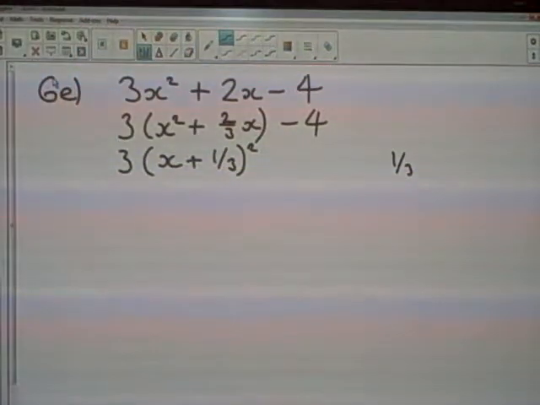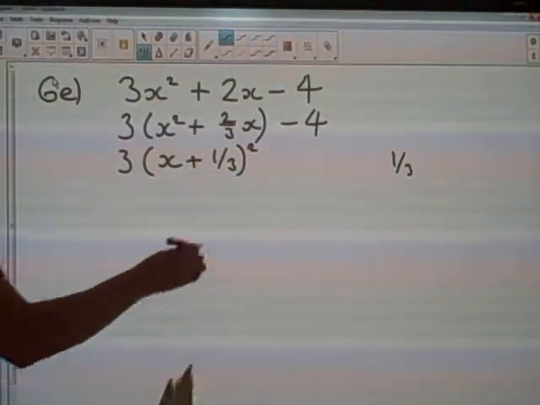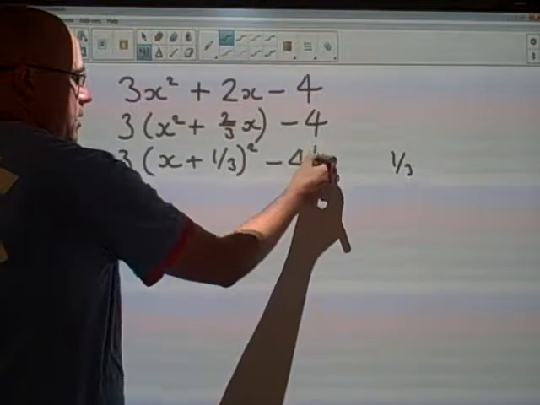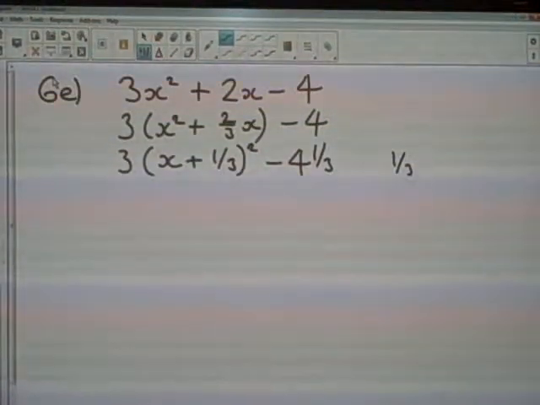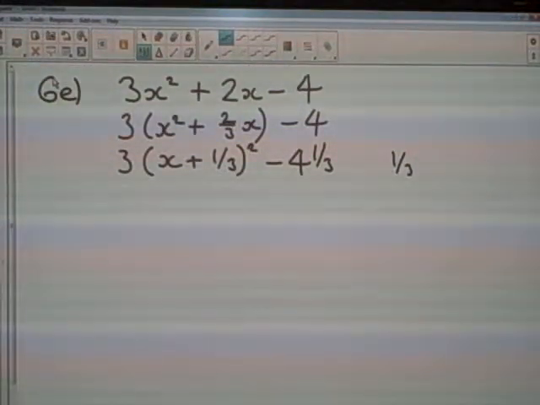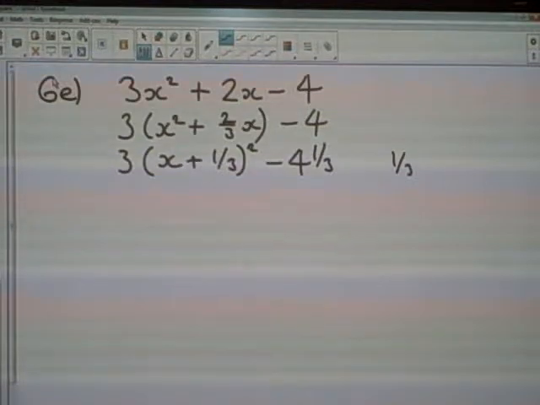Now I don't want 1/3, I actually want negative 4, so if I subtract 4 and 1/3, then that should work. 1/3 take away 4 and 1/3 is negative 4. This question just asks us to complete the square, and then afterwards it says find an appropriate, the least or greatest value of each of the expressions and when this occurs.